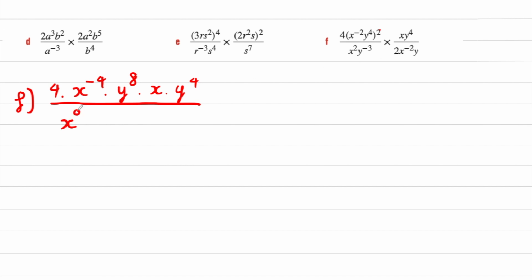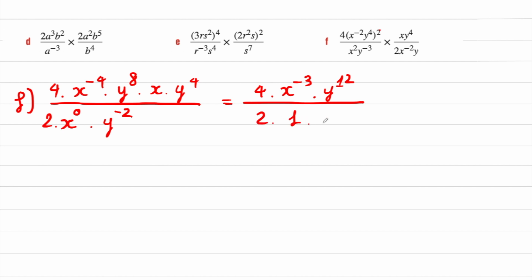You got x to the power of 0 minus 3 plus 1, equal to y to the power of minus 2, and you got 2 outside. Simplify the numerator, you got here x to the power of minus 3 and y to the power of 12. And 2 times 1 times y to the power of minus 2 here. And then 2 x to the power of minus 3, y to the power of 12 minus 2 equal to 14.